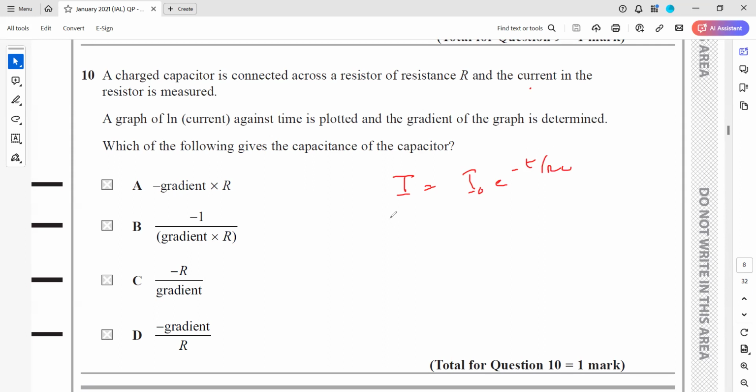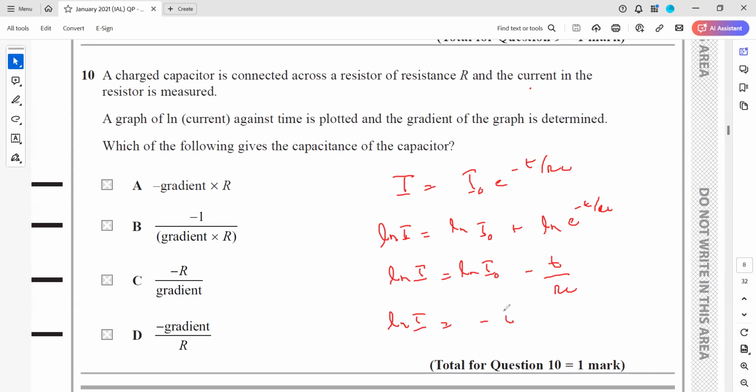That's the formula. If we take ln of both sides, ln I equals ln I naught plus ln e raised to the power minus t over RC. ln and e cancel out. So ln I equals ln I naught minus t over RC. If we rearrange the equation, ln I equals minus t over RC plus ln I naught.